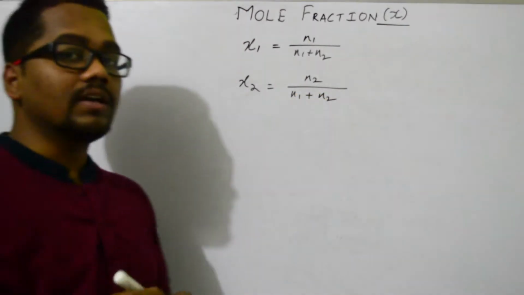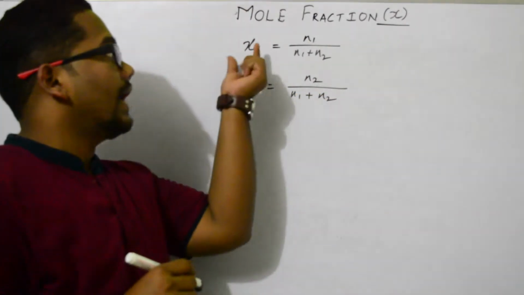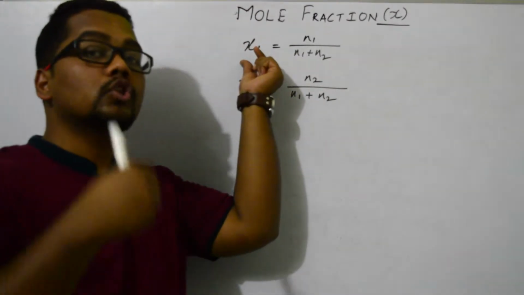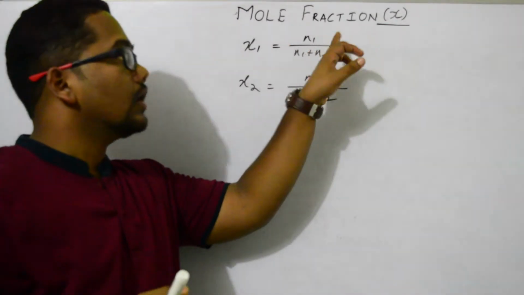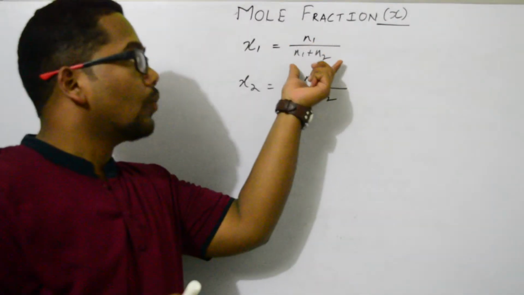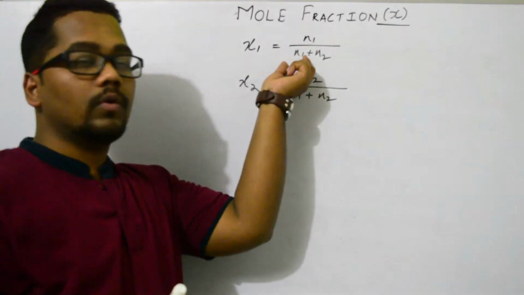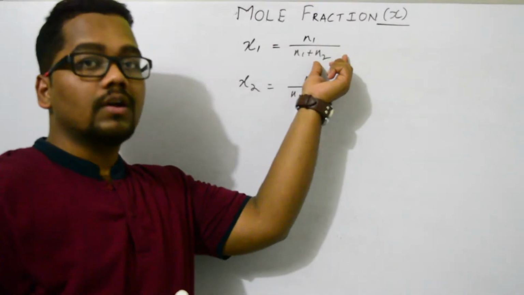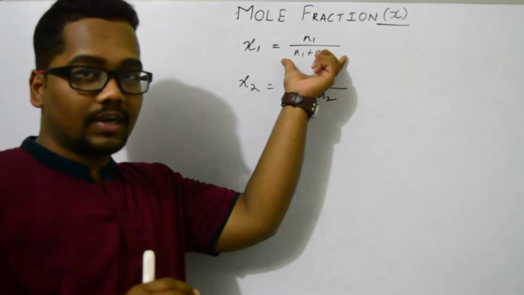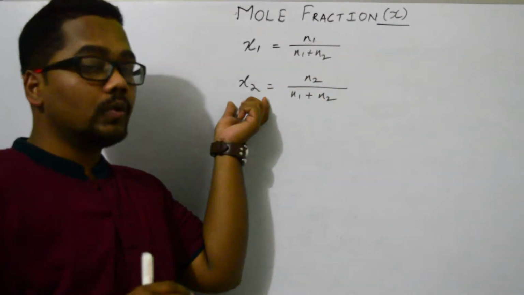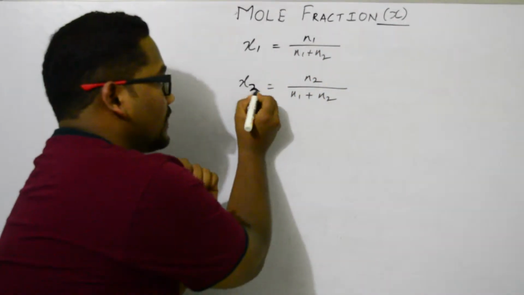Let's try to understand what the formula says. x1 is the mole fraction of the solvent, which is the ratio of the number of moles of solvent divided by the number of moles of solvent plus the number of moles of solute, which is nothing but the total number of moles of the solution. Now what is x2?